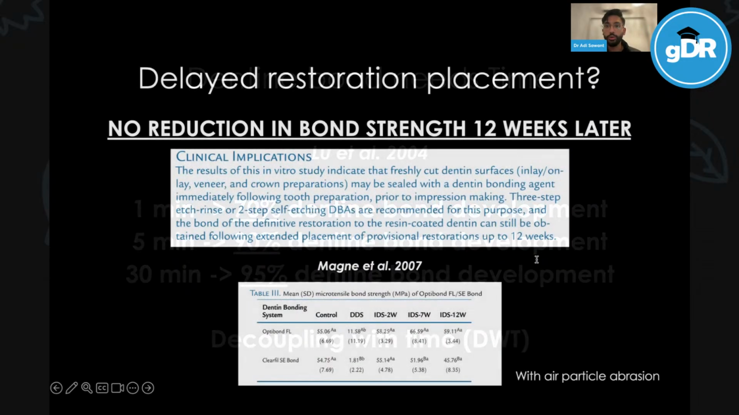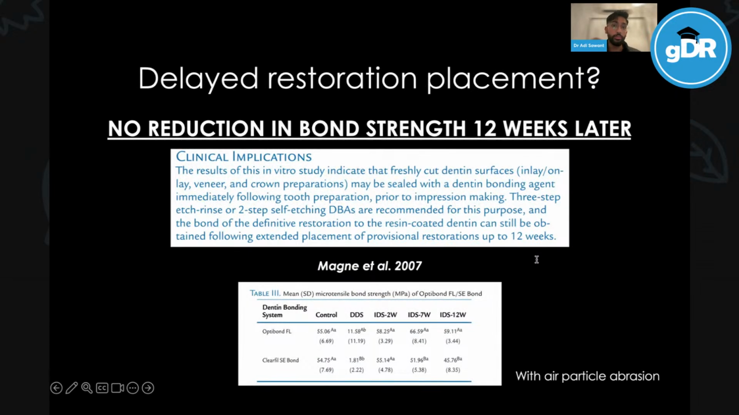And what about if you're bonding in your final restoration after a couple of weeks? Let's say you put a temp on, you're coming back to it. We can see there's no reduction in the bond strength up to 12 weeks later. They just didn't check past 12 weeks, so we don't know if more than 12 weeks is okay. But you can actually see that with OptiBond FL, the thicker bond, it's got a thicker film thickness. At 7 weeks, it was actually statistically significantly higher than the ones before.